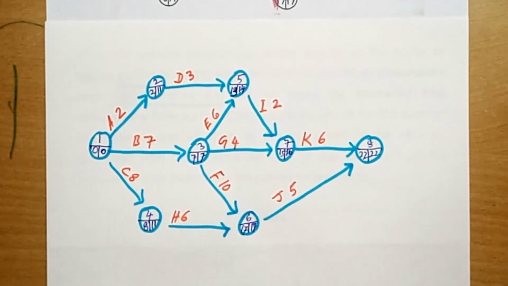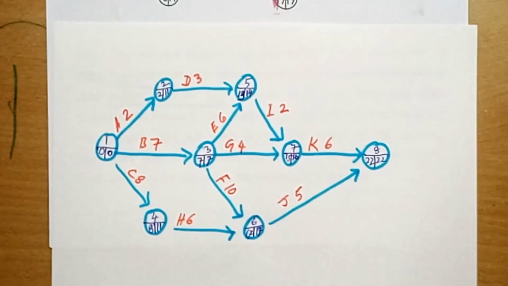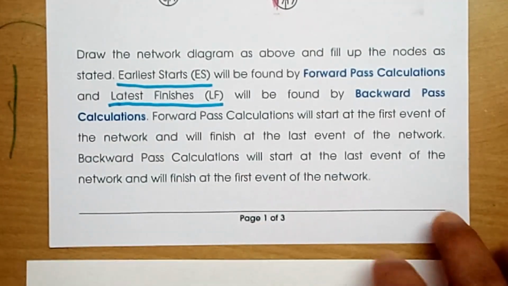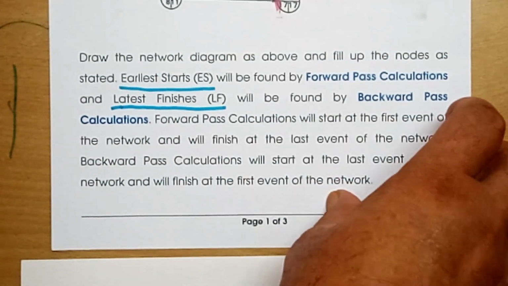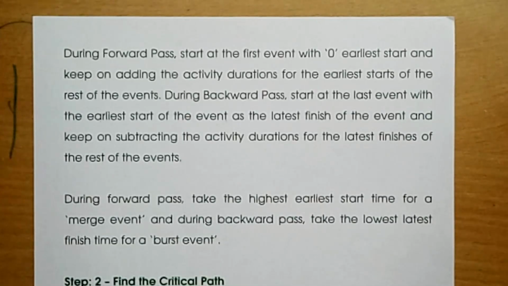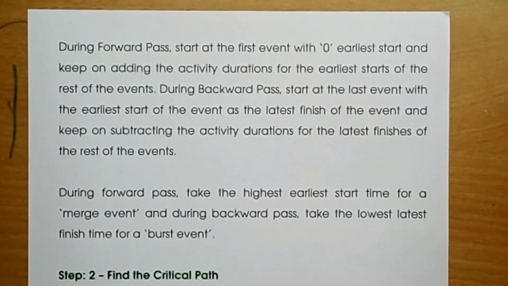Now, after doing all this, we will try to find out which one is the critical path, and for this you have a particular set of rules. What are the rules to find the critical path at this stage? Let us see the rules. We have finished drawing these nodes, and now we will see the rules of finding the critical path.